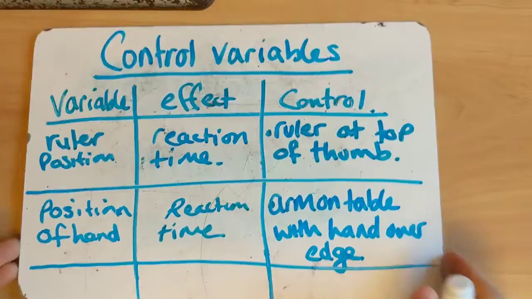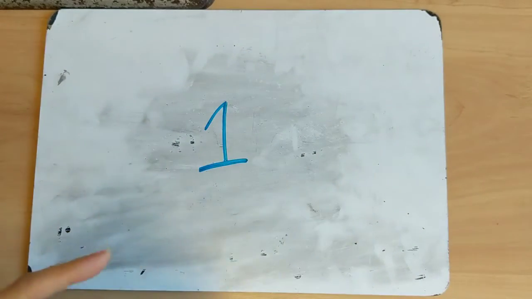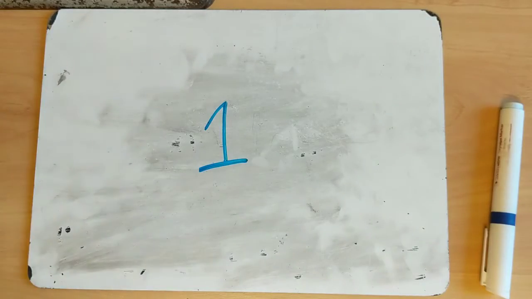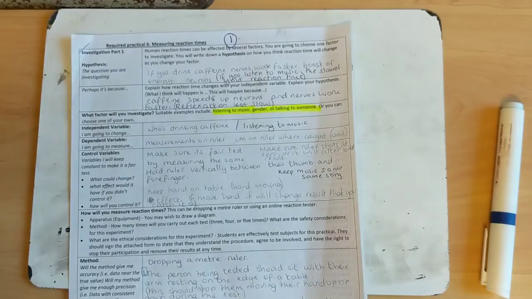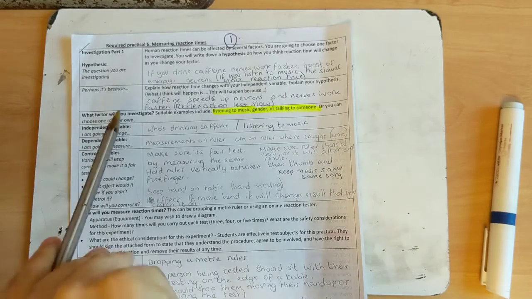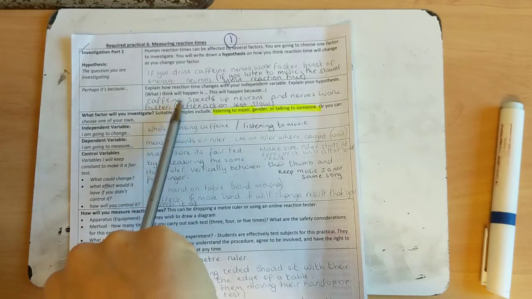Okay, so let's start with person number 1. Your reaction time. If you drink caffeine, nerves work faster, boost energy and neurons. If you're listening to music, the slower your reaction time. Caffeine speeds up neurons and work faster, reaction slower.